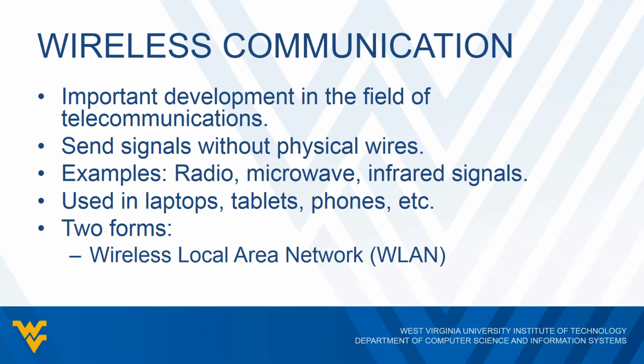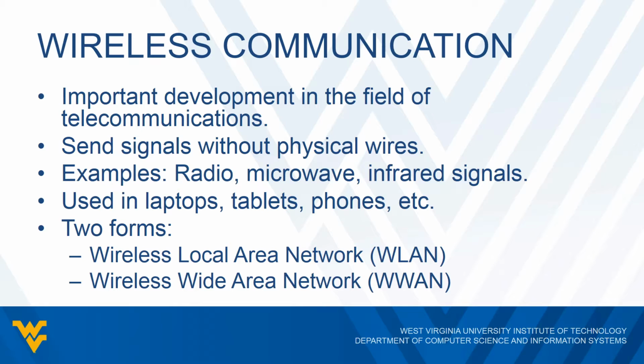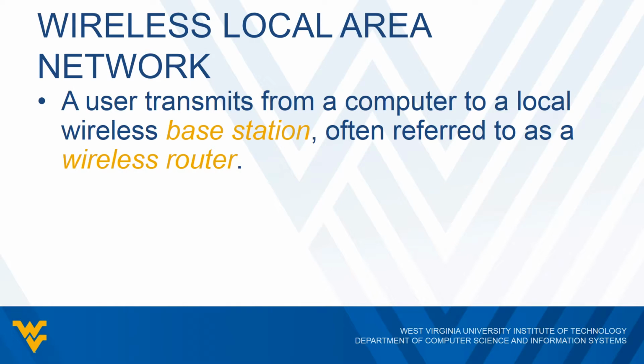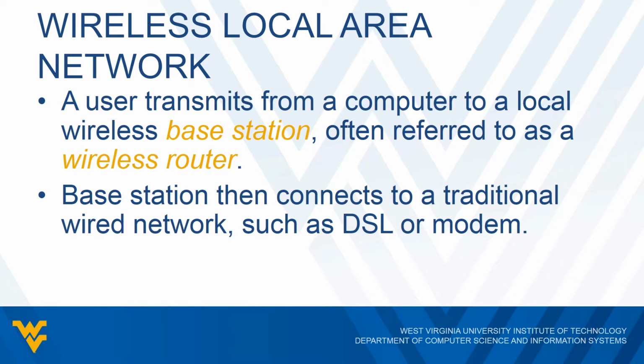We have the wireless local area network, which we denote as a WLAN, and then we have a wireless wide area network, which we denote as a WWAN. In a wireless local area network, a user will transmit from his or her computer to a local wireless base station, often referred to as a wireless router, that is no more than a few hundred feet away. This base station is then connected to the traditional wired network, such as DSL or a cable modem, to provide full internet access.